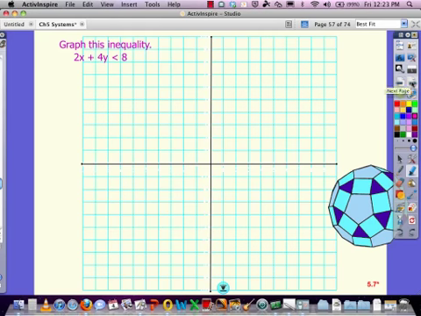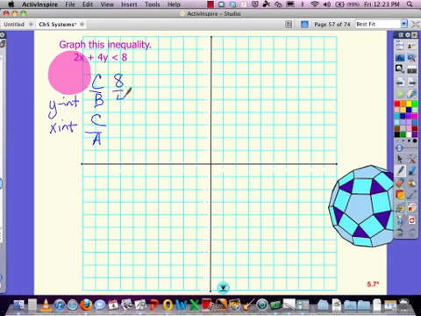Okay, if it's in standard form, I would highly recommend using our shortcuts. C over B is the y-intercept. C over A is your x-intercept. Start thinking about what those would be, looking at your values. C over B, 8 divided by 4 would be a 2. And C over A, 8 divided by 2 is a 4. Place them on the correct axes. We got an x-intercept of 4 and a y-intercept of 2.